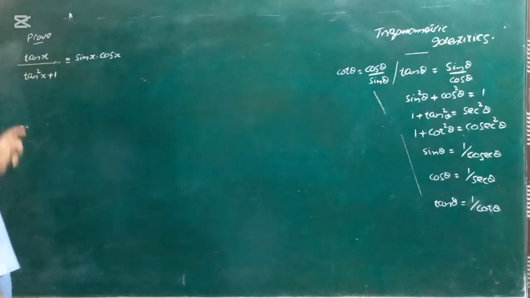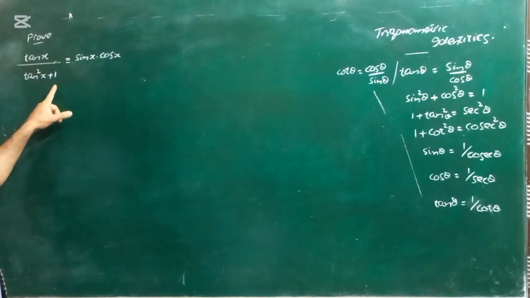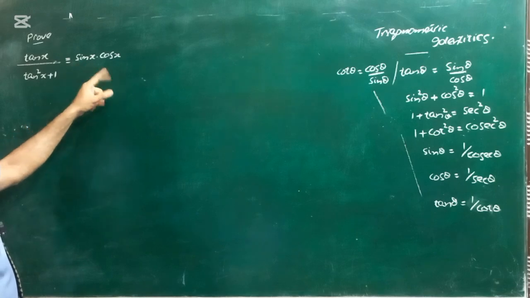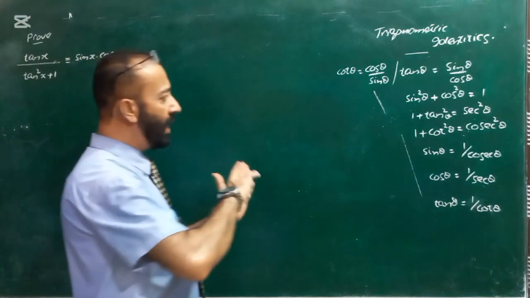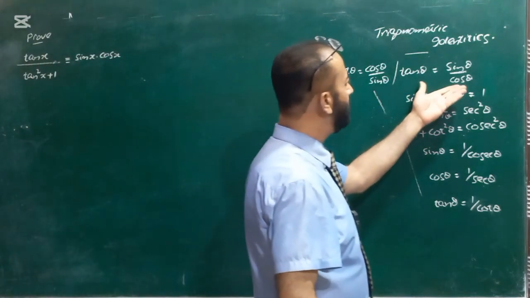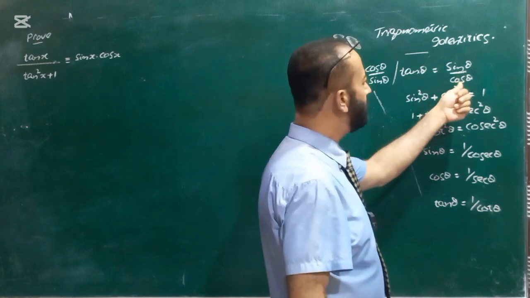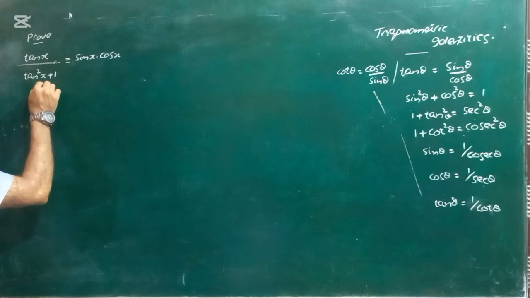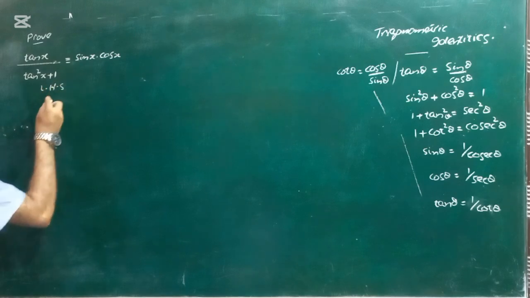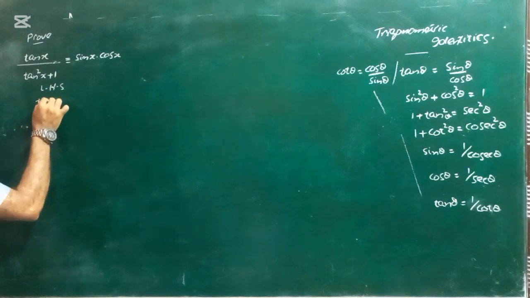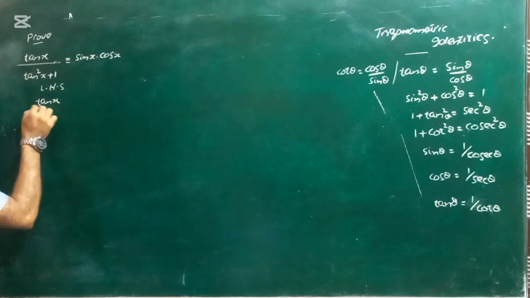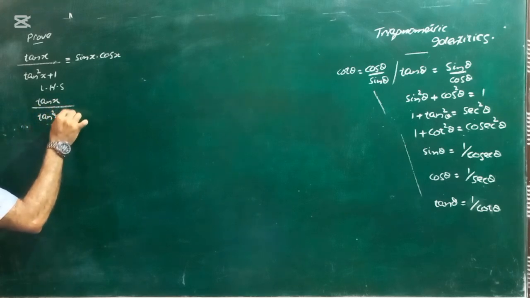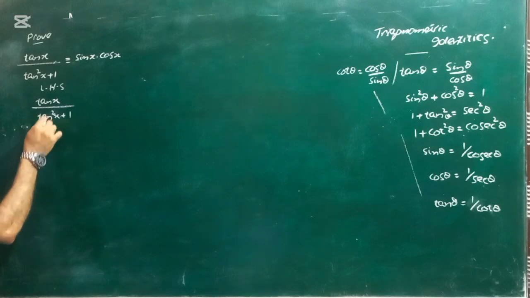Here is another question. Tan x over tan square x plus 1. We have to prove it equal to sin x into cos x. So it's tan into sin and cos. So this formula will be used because tan is equal to sin theta over cos theta. So left hand side, that is tan x over tan square x plus 1. So we are putting the value of tan theta into this one.